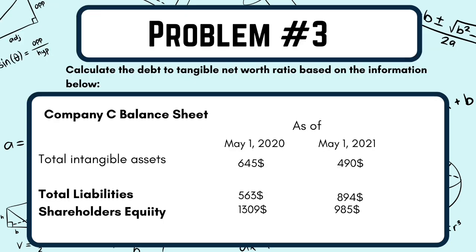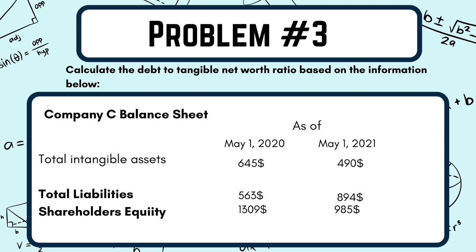So here in problem 3, here's the balance sheet of Company C as of May 1, 2020 to May 1, 2021. For the year 2020, the total intangible assets is $645. The total liabilities is $563. The shareholders' equity is $1,309. And for the year 2021, the intangible assets is $490. The total liabilities is $894. The shareholders' equity is $985.